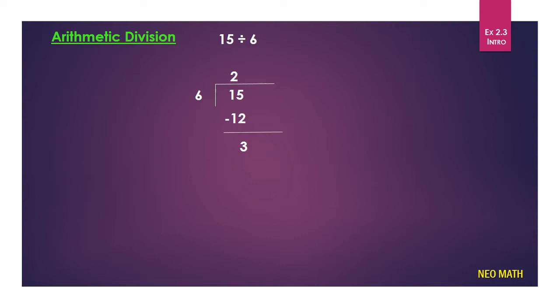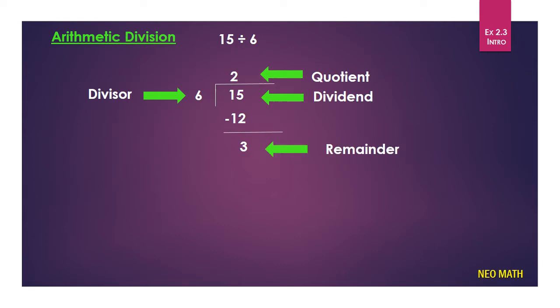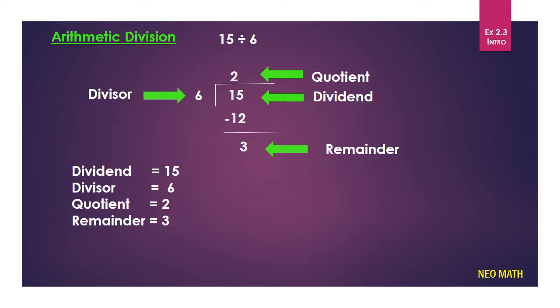So the number which we divide is called the dividend. Here 15 is the dividend. The number by which we divide is called the divisor. 6 is the divisor. The result obtained is called the quotient. Here 2 is the quotient. The number left over is called the remainder. 3 is the remainder. So dividend equal to 15, divisor equal to 6, quotient equal to 2, remainder equal to 3.